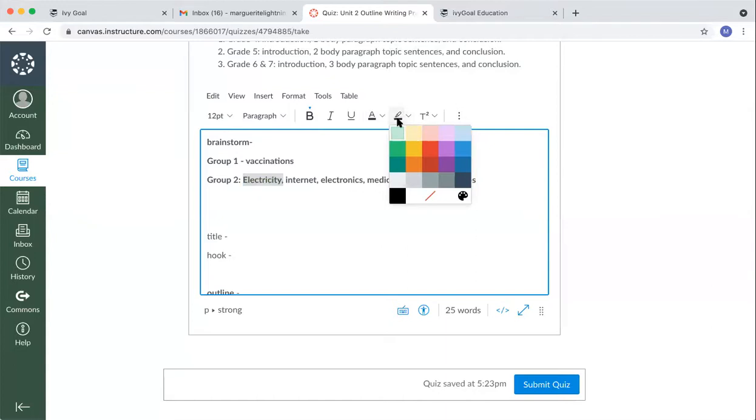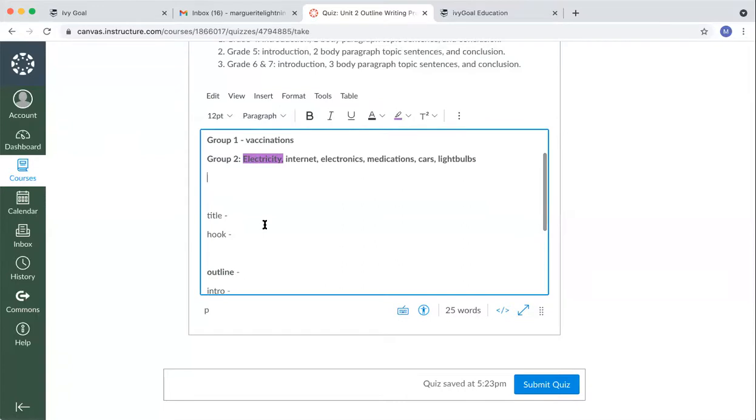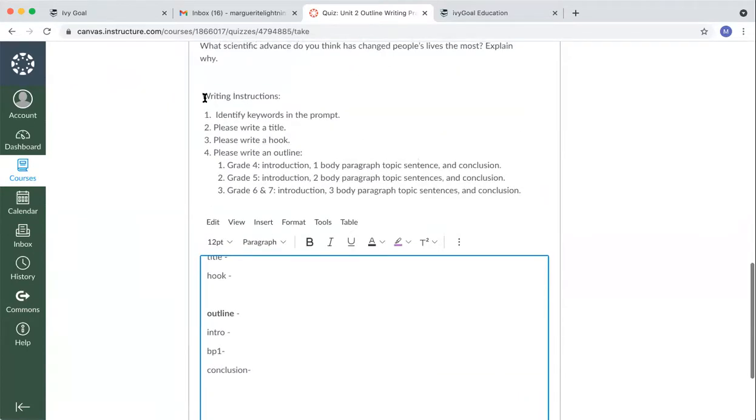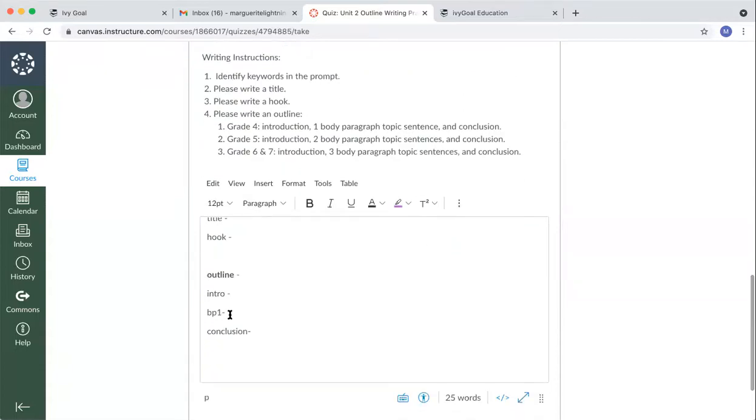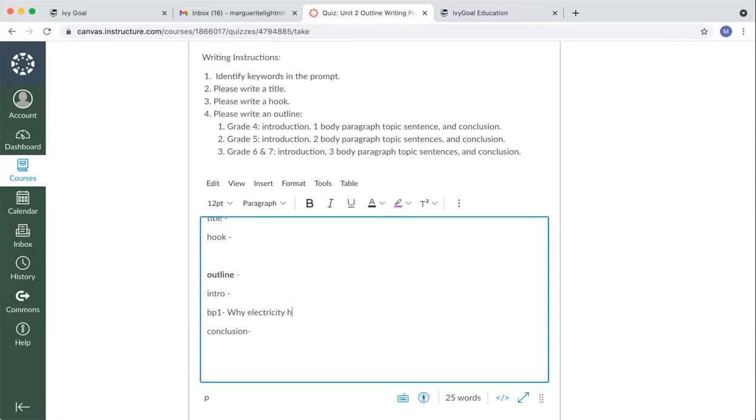Okay. And what we need to do is come up with some ideas that we can talk about. And let's revisit the prompt. It says, what scientific advance do you think has changed people's lives the most, and explain why? So our body paragraph is going to probably be why electricity has changed people's lives so much, right? Because it's asking us to answer that question.